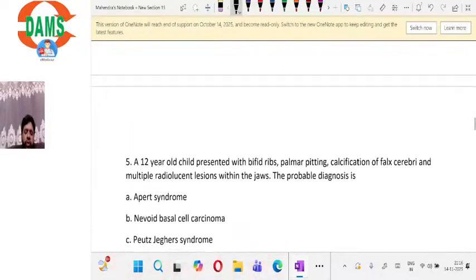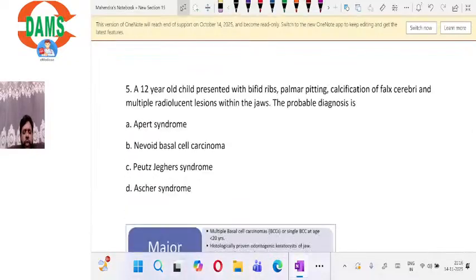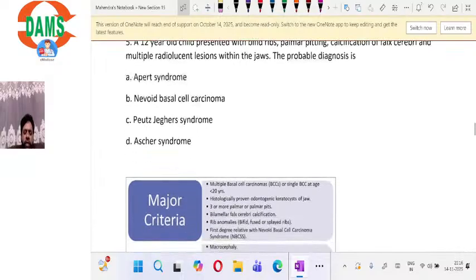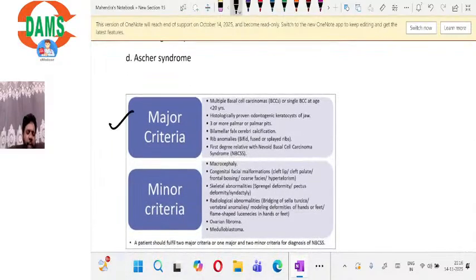Okay, let us move to the next question here. A 12-year-old child presented with bifid ribs, palmar pitting, calcification of falx cerebri, and multiple radiolucent lesions within the jaws. The probable diagnosis. Again, this has been discussed multiple times. There is one important syndrome which is associated with multiple OKCs. That is the nevoid basal cell carcinoma or Gorlin-Goltz syndrome, which has some major criteria and some minor criteria. Already we have discussed this.